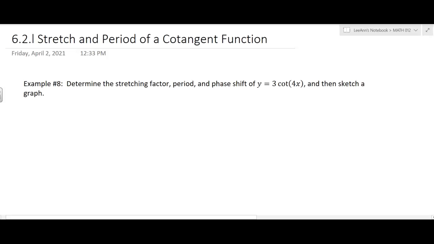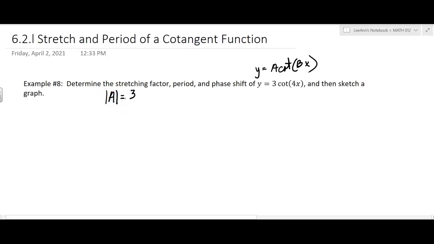Okay, so we're going to graph this cotangent curve. It's in the form y equals a cotangent bx, so it's going to have a stretch and a period change. It says determine the stretch factor. So that's going to be 3, right? So the absolute value of a is 3.